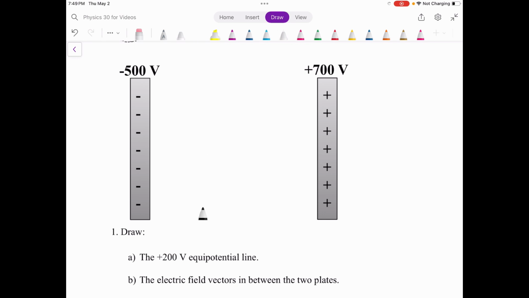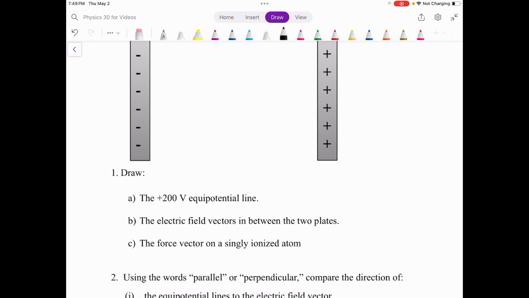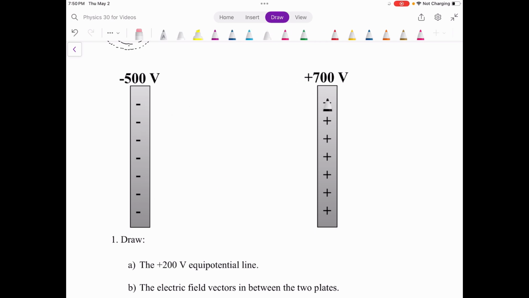What we define as our zero reference point is entirely up to us, because this is all about the difference in potential energy between positions. So it asks us here to draw in the plus 200 volt equipotential line, based on the system that they've defined here. So it's been labeled this way for us, and we're just trying to figure out, using this reference system, where would the 200 volt line be?